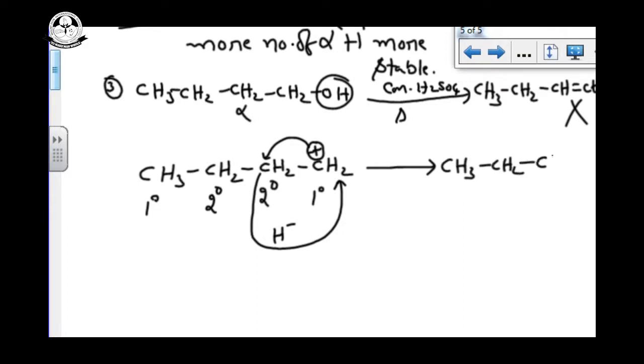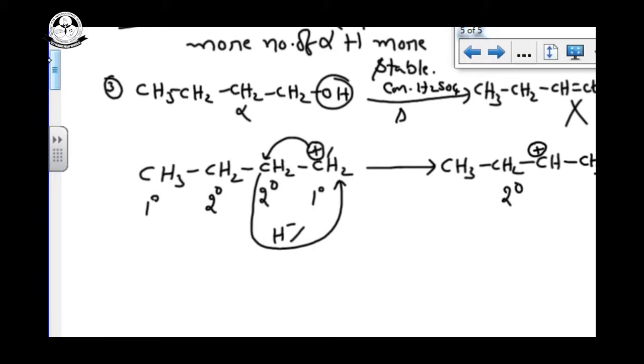So I remove H minus. H minus removed, so minus loss. So it is plus, and I am adding to the last carbon. Now it becomes CH3. H minus, so minus and plus neutral.